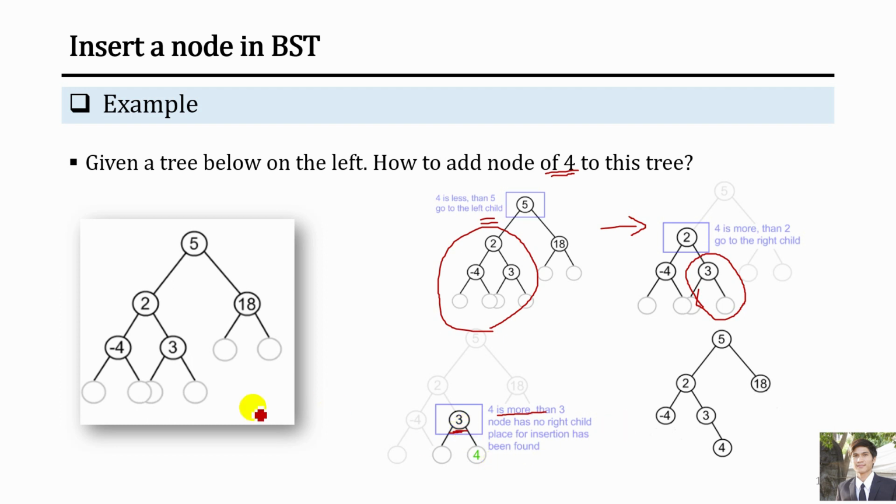Because on the right here, before, it has no data, right? It's nil. So now we can insert number 4 in here. And this is the final data when we insert number 4 into this tree.